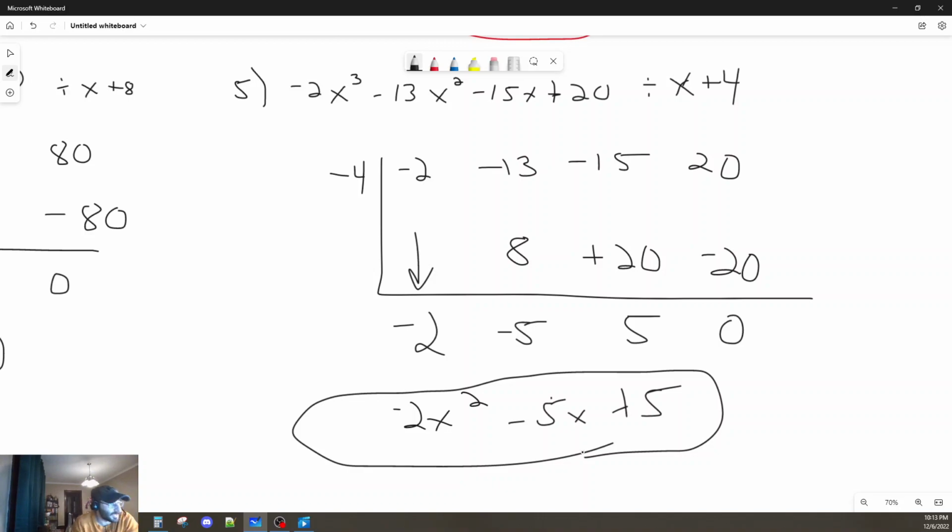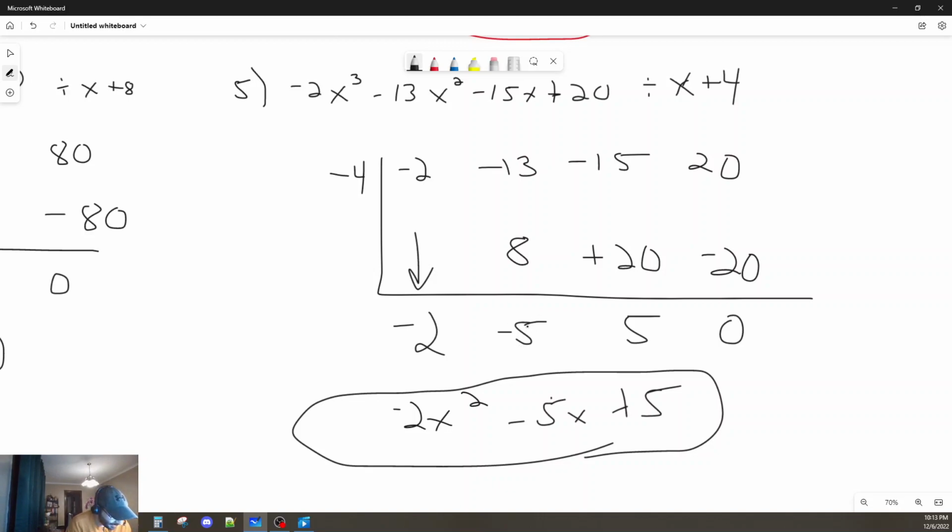What did your friend do here? What did I do different than your friend? I think your buddy got number 5 wrong here, because if you look here, he drops his negative 2. Negative 4 times negative 2 is positive 8, which you put right there. But negative 13 plus positive 8 is negative 5. He put positive 5.